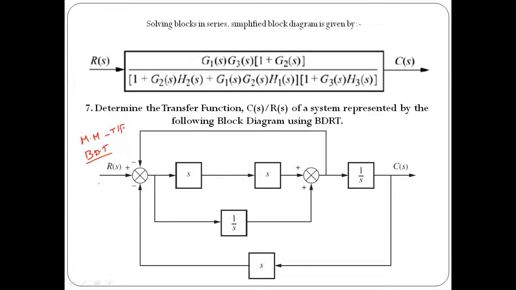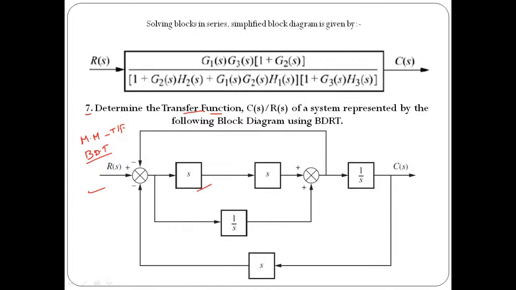In the last lecture, I gave you this numerical as homework, numerical number 7, where our objective is to determine the transfer function of a system which is represented by the block diagram shown over here using the block diagram reduction technique. And I already gave you the hint how to solve this particular numerical.